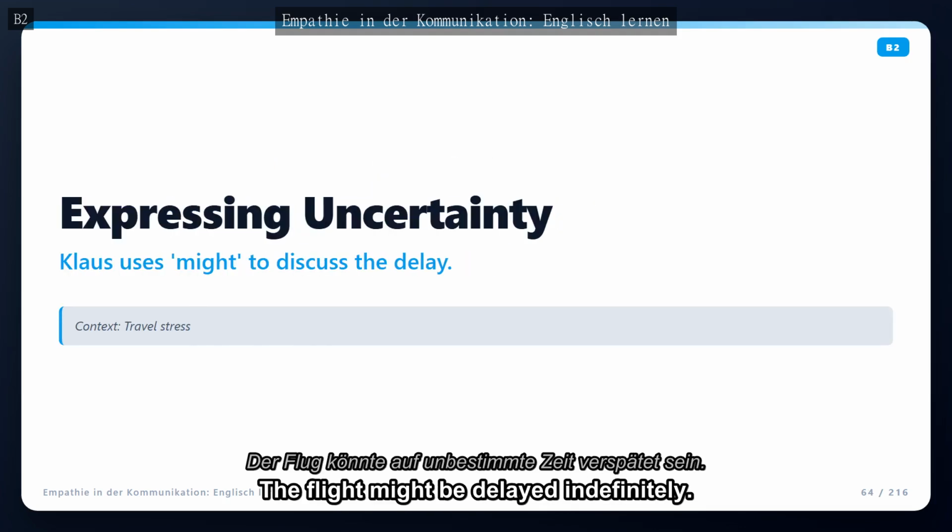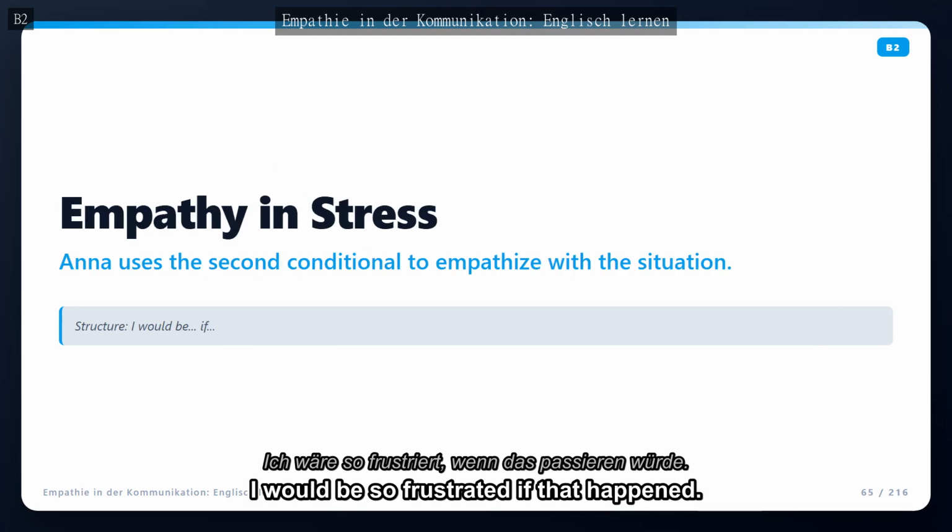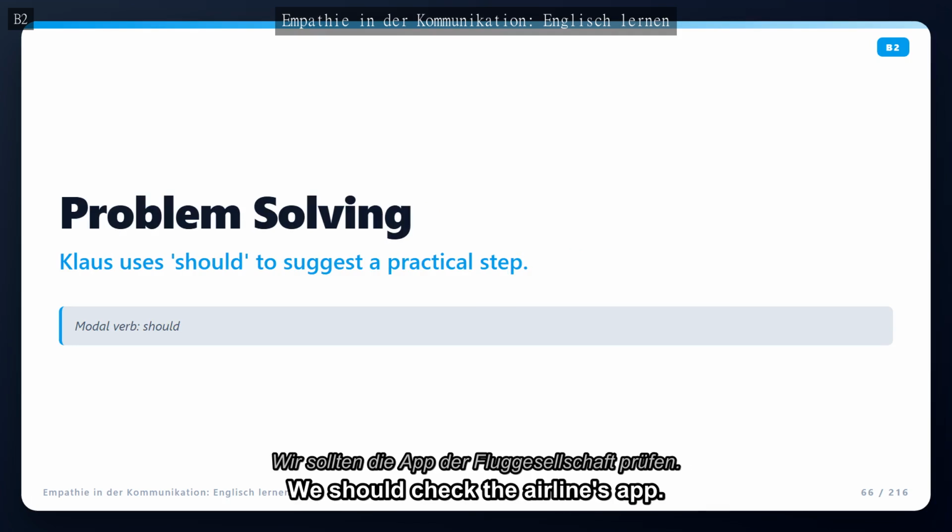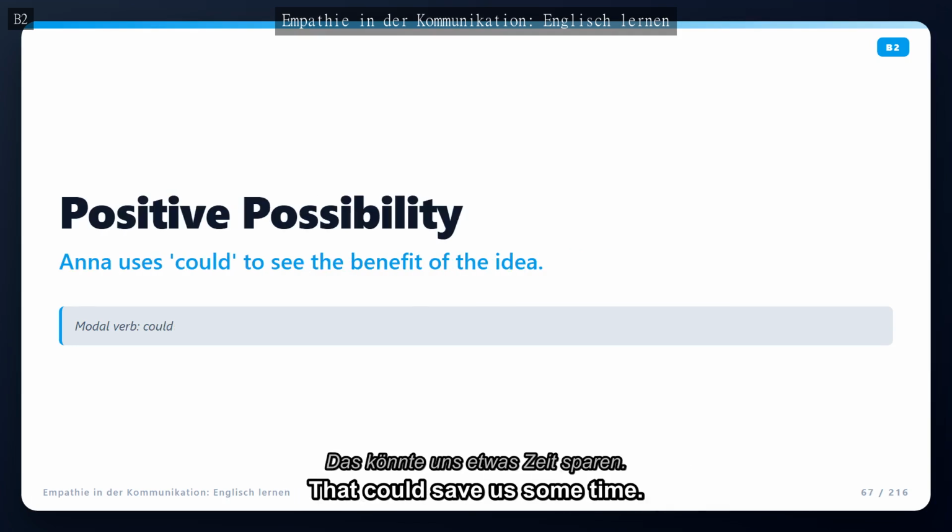The flight might be delayed indefinitely. I would be so frustrated if that happened. We should check the airline's app. That could save us some time.